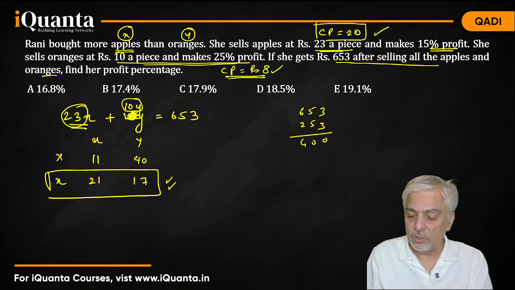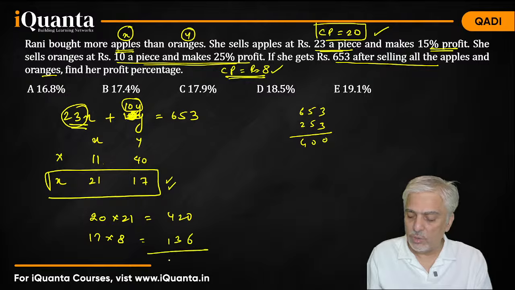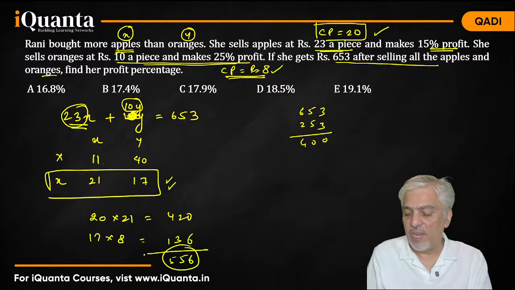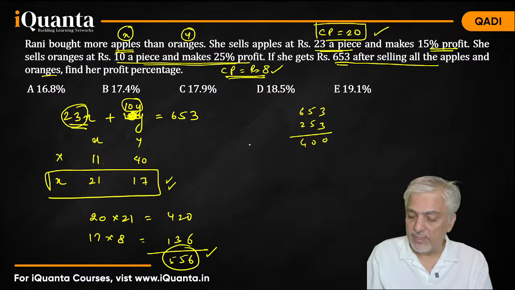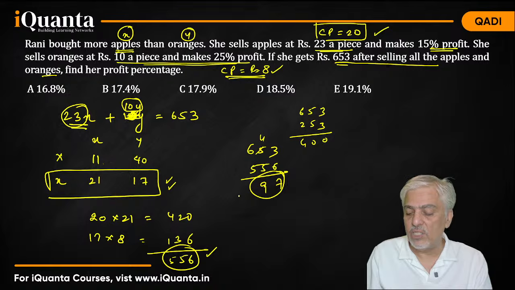Okay. So the apple's cost price is 20. So 20 into 21 is 420 and 8 into 17 is 136. So this is 556. 556 is my cost price. Selling price is 653. So 653 minus 556, 13 minus 6 is 7, 9. 97 is your profit. 97 on an investment of 556, into 100.